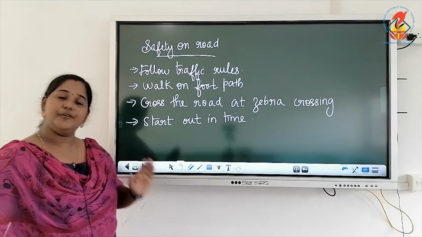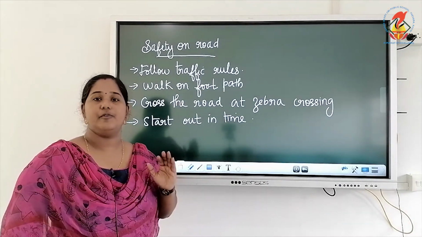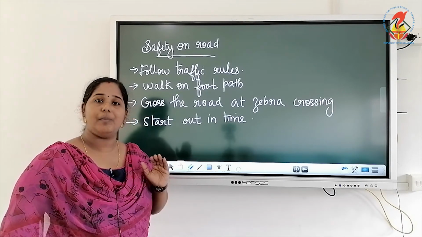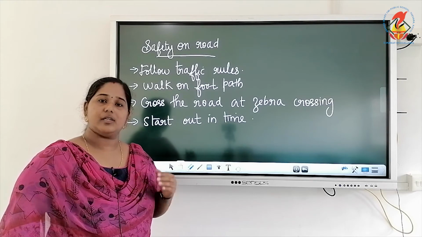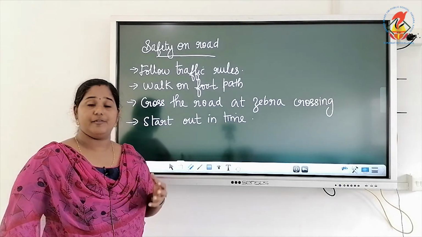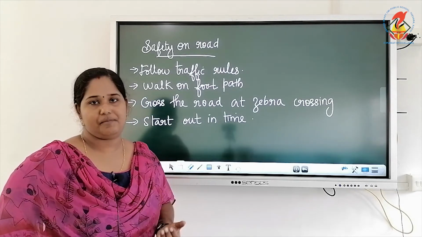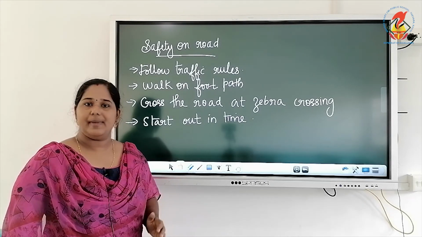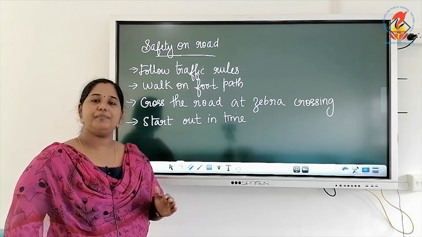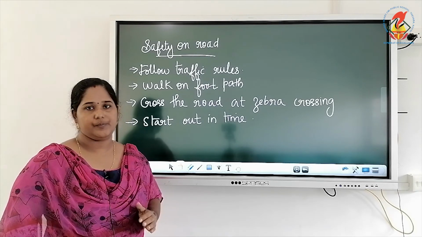Walk on the footpath. The footpath is meant for people who go by walking. Now, children or teenagers have a habit of riding their bicycles on the footpath. They don't have time to waste. That is a very bad habit because the footpath is meant for walking.